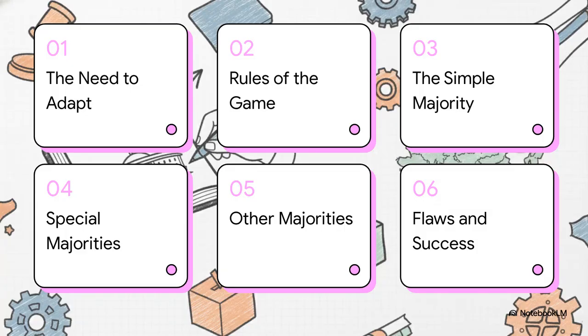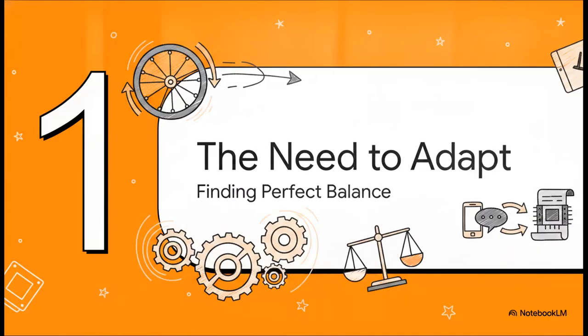We've got a lot of ground to cover, so here's our roadmap for this explainer. 1. The need to adapt. 2. Rules of the game. 3. The simple majority. 4. Special majorities under Article 368. 5. Other crucial majorities. And finally 6. Flaws, flexibility, and success.